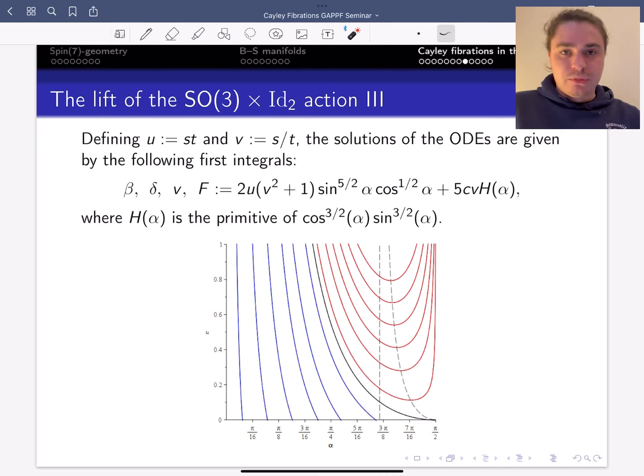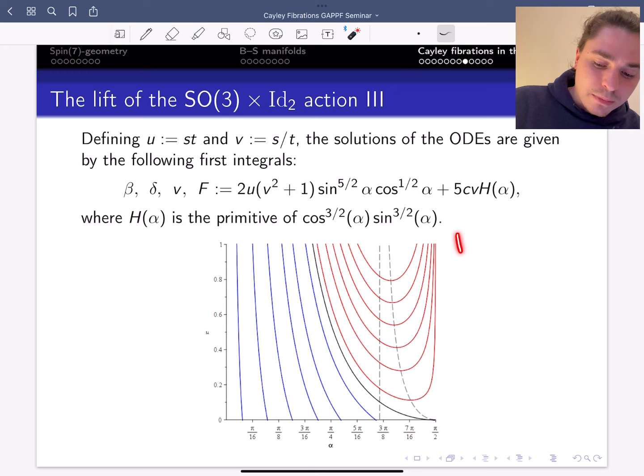So let me just spend a few minutes to describe what's going on in this space. So we are fixing beta, delta, and v. And each point of this plane, this piece of plane, corresponds to an Sp1. So we have Sp1, Sp1, Sp1. We have this family of Sp1 living in our space.